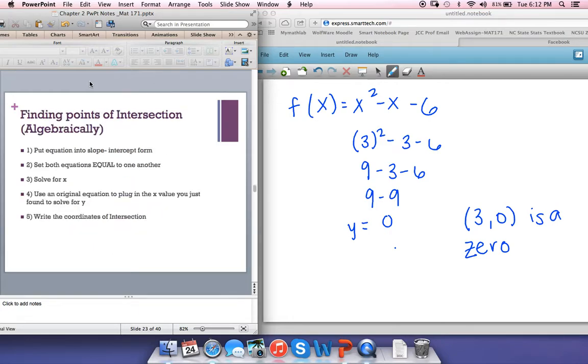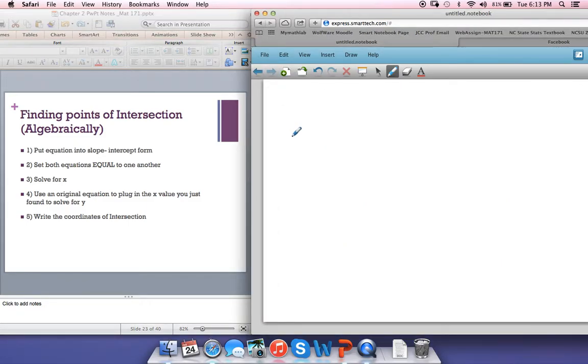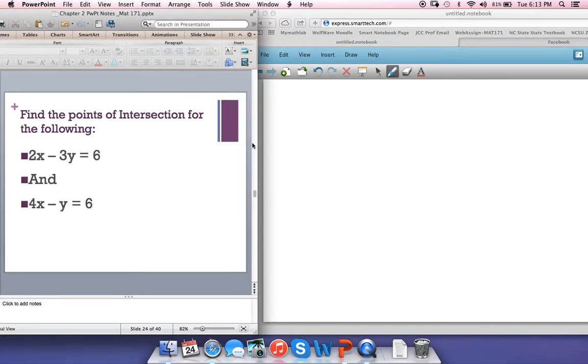Now, we can do this algebraically. Okay, finding points of intersection algebraically. These are your 5 steps. I'm going to give you a moment, or maybe you want to pause your video to make sure you record these down. These are extremely important as you're going through and solving all of your problems. All right, now we're going to look at an example.